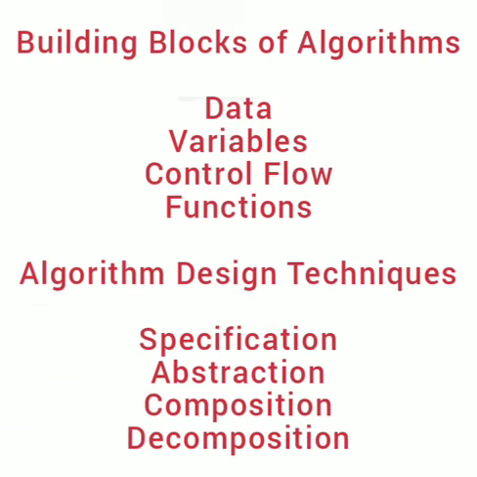These are the objectives. The building blocks of algorithms are subdivided into four parts: data, variables, control flow, and functions. Another topic today is algorithm design techniques. There are four design techniques used: specification, abstraction, composition, and decomposition. On the next day we will briefly discuss the four algorithm design techniques. Today, the basic principles and techniques for designing algorithms.